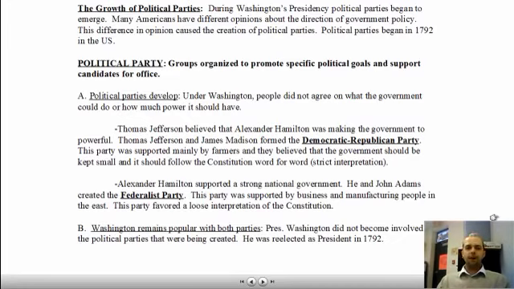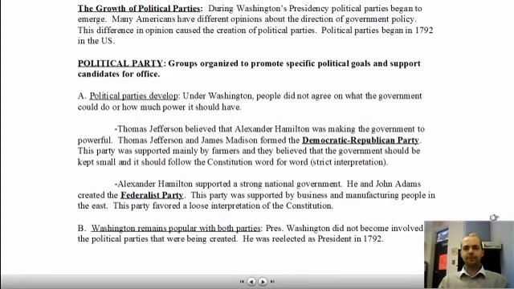Political parties under Washington developed because people did not agree on what the government could do or how much power it should have. Remember, this was a brand new constitution, and people didn't know exactly how to interpret every little line. It would take years and centuries even to figure that out. And even today, we haven't figured that out.